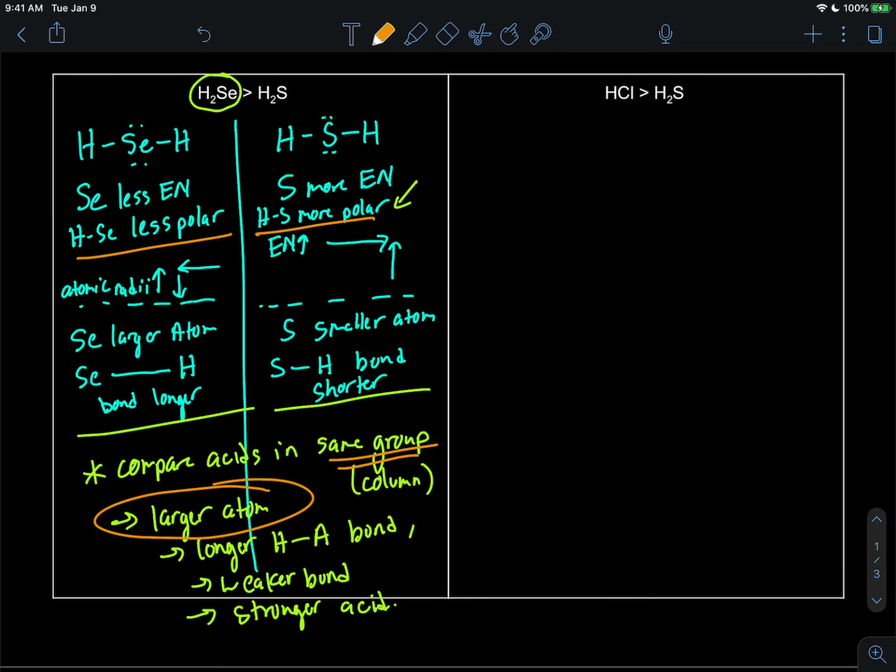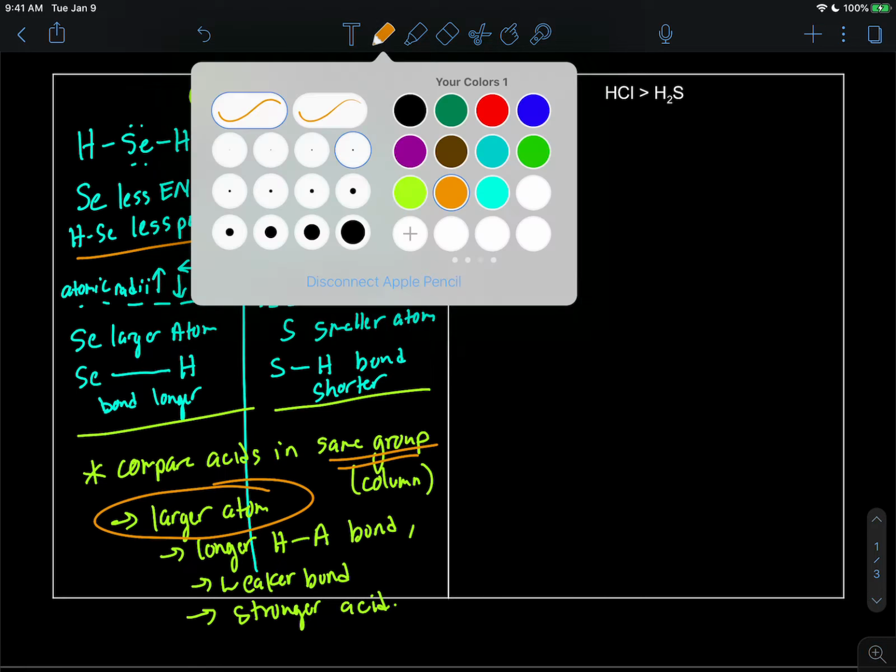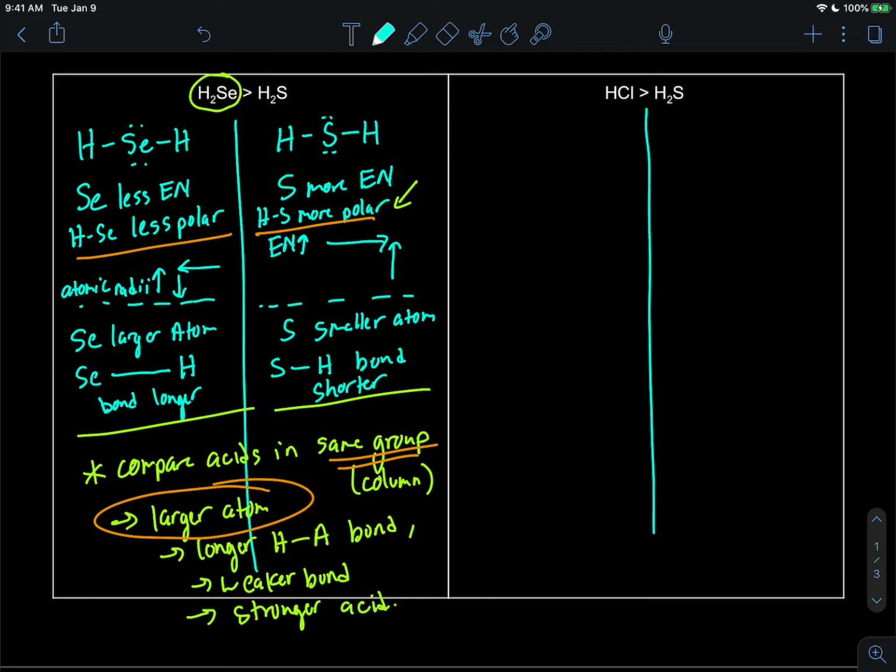Okay, so now we compared two things in the same group. Now let's compare two things in the same period, so the same row. So now we have HCl and H2S. Again, let's go ahead and make our distinction between these. Okay, so we'd have HCl, and then we have H2S for our two structures that we would see.